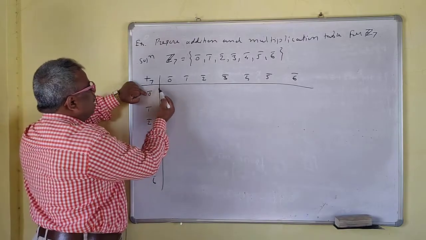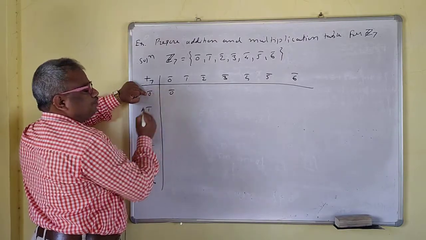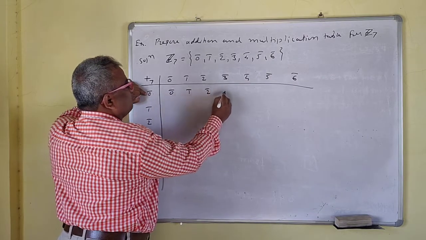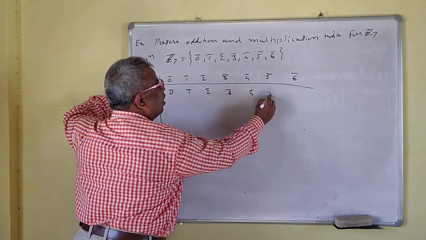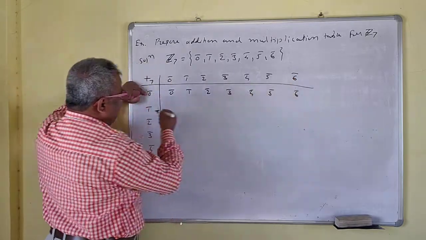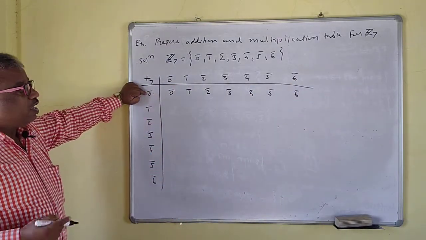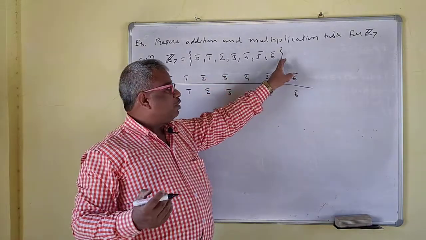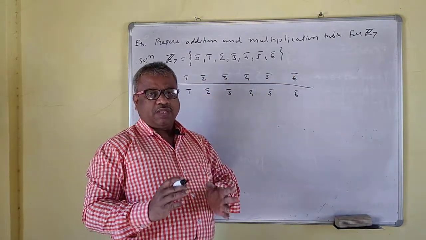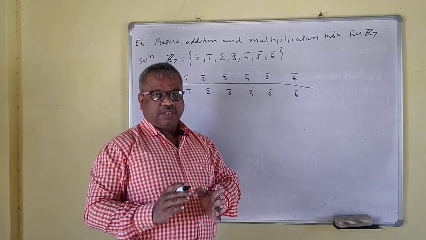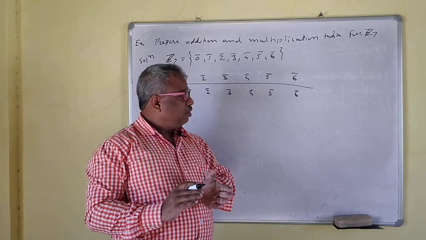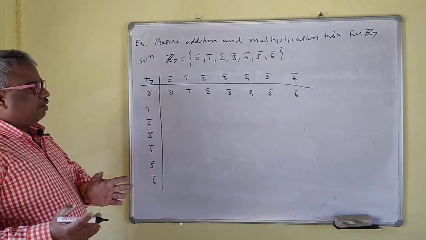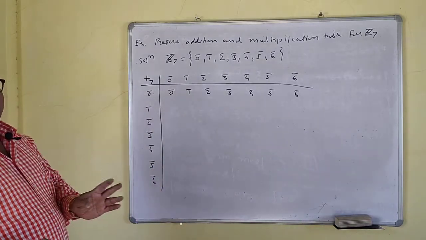Now this is addition modulo 7. How to take the addition modulo 7? Just see. We'll complete the first row, the second row, the third row. So 0 bar plus 0 bar is 0 bar. 0 bar plus 1 bar is 1 bar. This is 2 bar, 3 bar, 4 bar, 5 bar. If your addition is 7 or bigger than 7, then you have to divide and take the remainder.